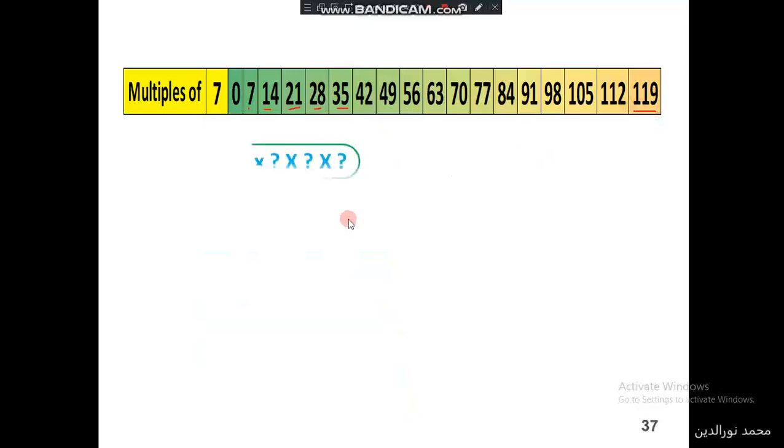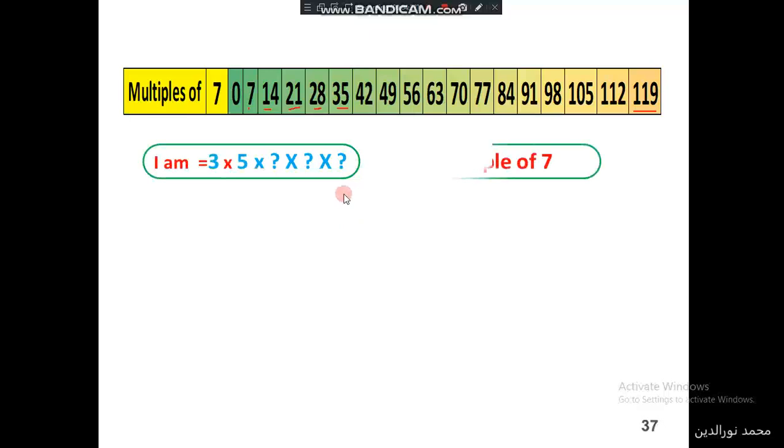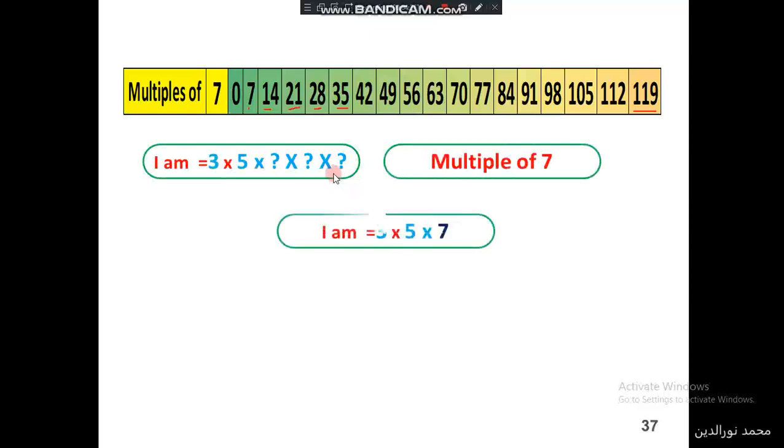So we now have to find which of those numbers are multiples of 7. Any number multiplied by 7 is a multiple of 7. So we could put 3 times 5 times 7. 3 times 5 times 7 is 105. Is 105 mentioned here? Yes, it is. That's it.